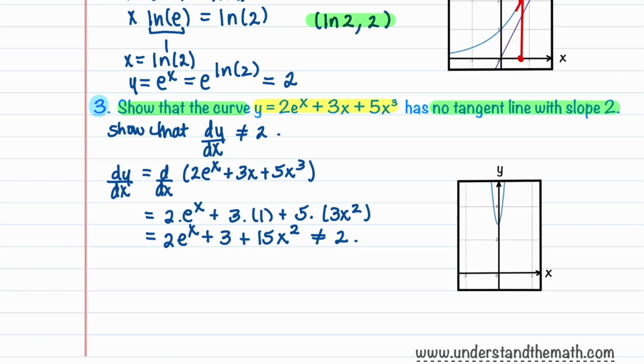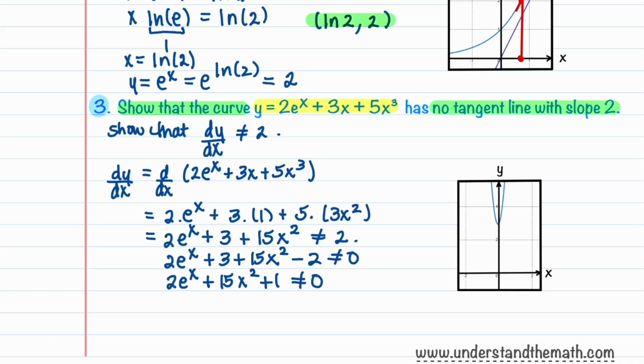That's actually really hard to do. You know what is easier is if we can show that an algebraic expression is not equal to 0. So I am going to pull the 2 over to the left, and this gives us 2e to the x plus 3 plus 15x squared minus 2 is not equal to 0. We can combine the 3 and the minus 2 and write this as 2e to the x plus 15x squared plus 1 is not equal to 0.